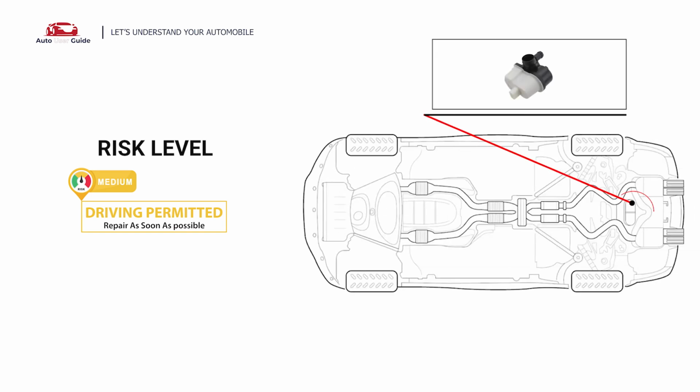This engine code specifically signifies an intermittent or erratic signal from the leak detection pump's sensor, which is part of the EVAP system. Under this circumstance, short-distance driving is permitted, but your vehicle should be repaired as soon as possible.